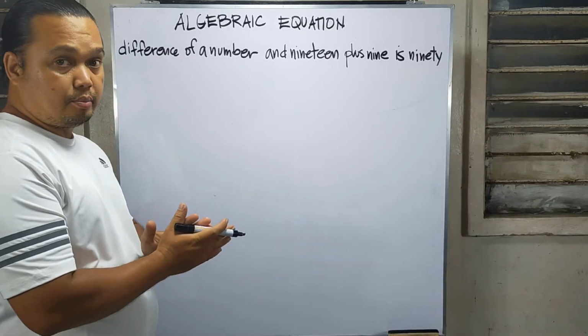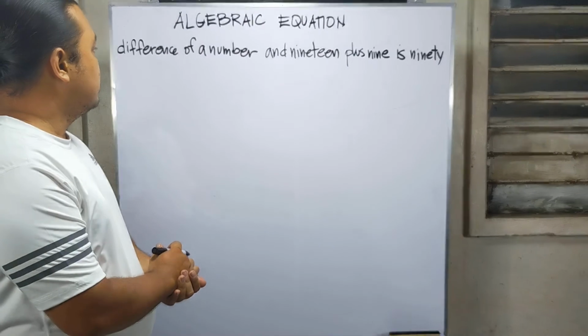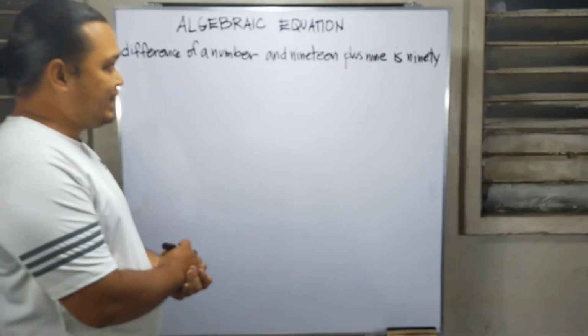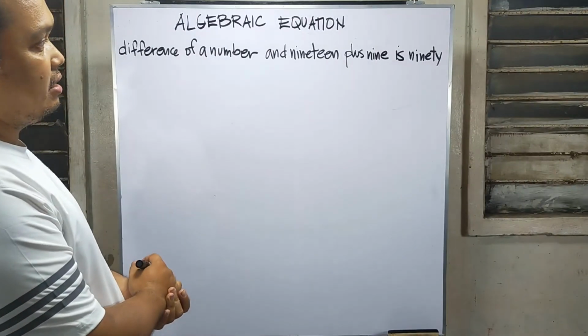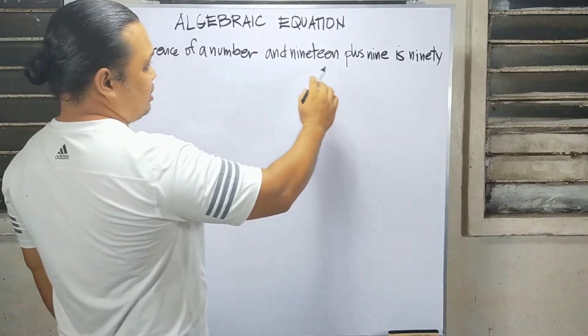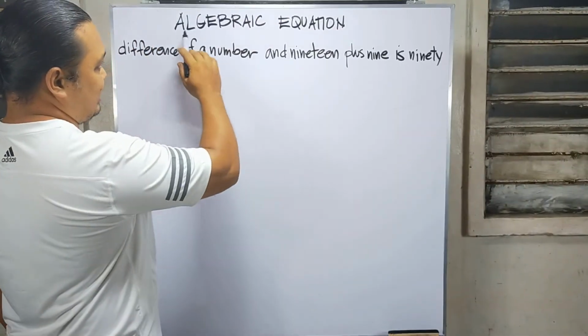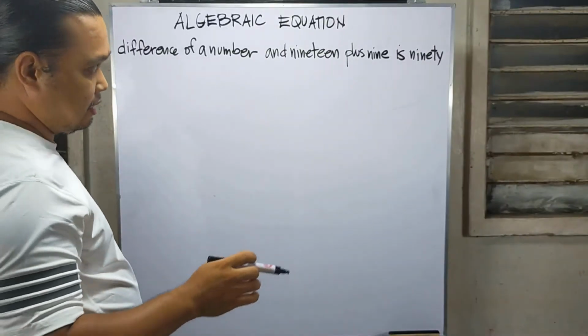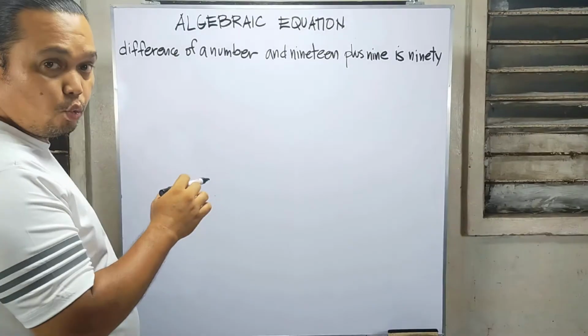Now for our third example, here on the board: the difference of a number and 19, plus 9, is 90. Okay, so we have here a word phrase. Now let's interpret this into an algebraic equation. So how do we do that? Let's interpret it one by one.